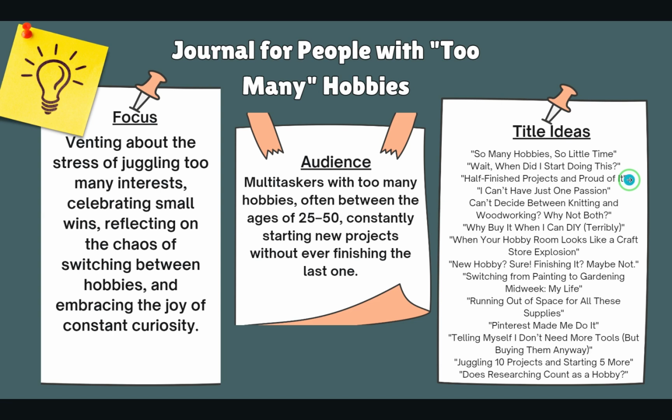Now let's look at this audience. Now this audience is multitaskers with too many hobbies, often between the age of 25 to 50, and constantly starting new projects without ever finishing the last one. Now these people actually exist, and these people are looking for a journal where they can actually do some venting about the stress of juggling too many interests, celebrating small wins, reflecting on the chaos of switching between hobbies, and embracing the joy of constant curiosity. So these are actually the people.